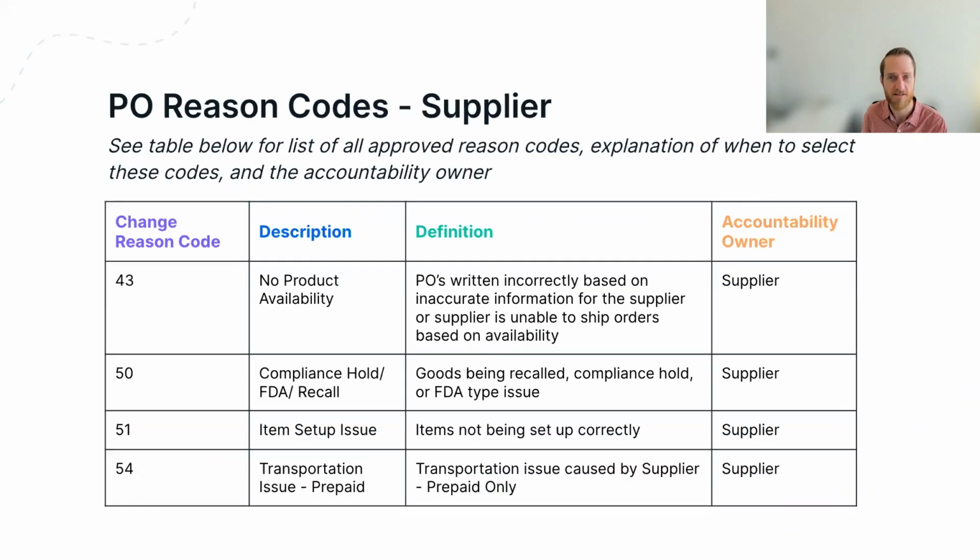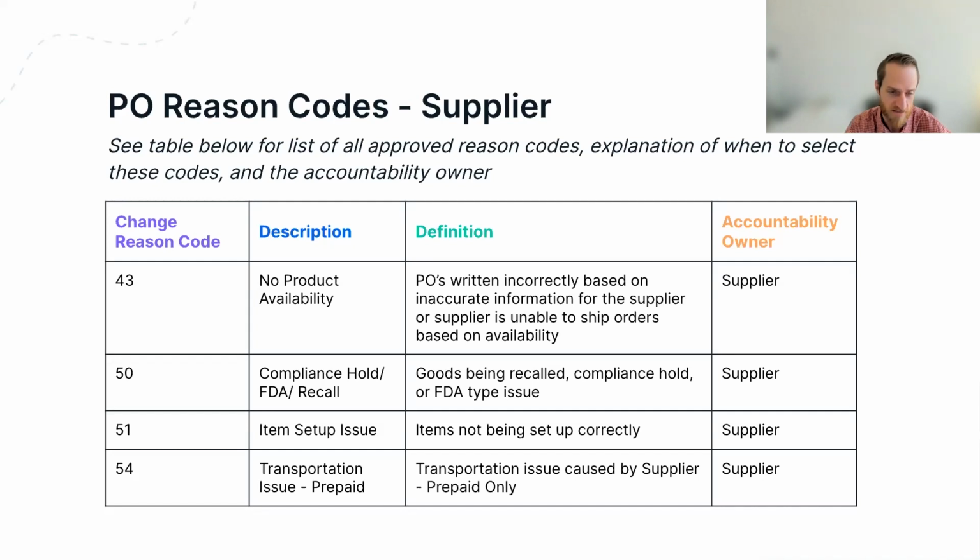So as promised, a list of reason codes. A lot of times, some of these will apply both to edits and cancellations, so I won't necessarily call out every single reason. We've got a couple more slides with these, but that top one, like I said, is probably the most common reason we see: no product availability. And that far right column shows you the accountability owner, and that is always going to fall on the supplier side.